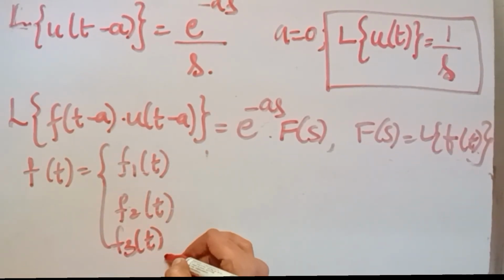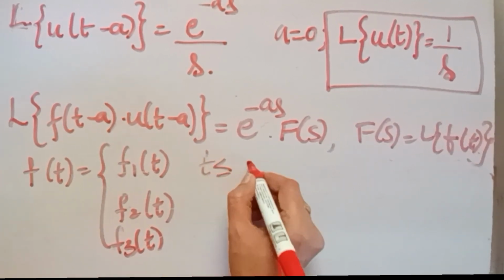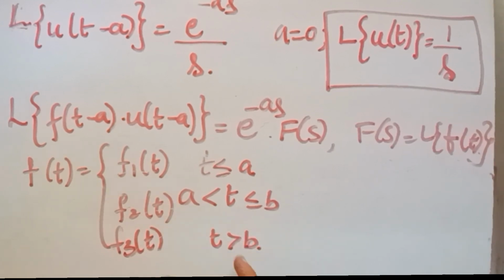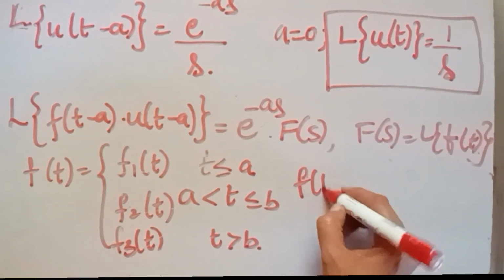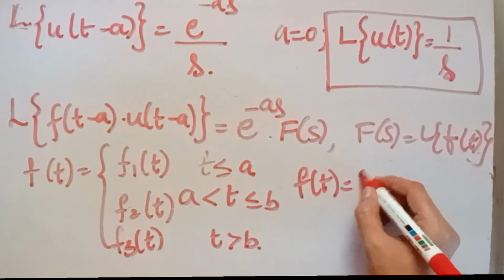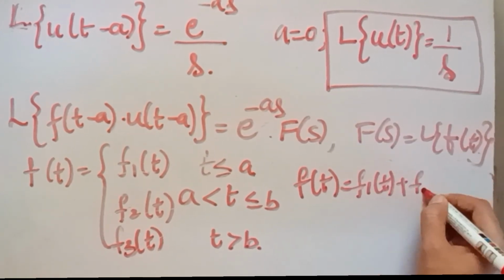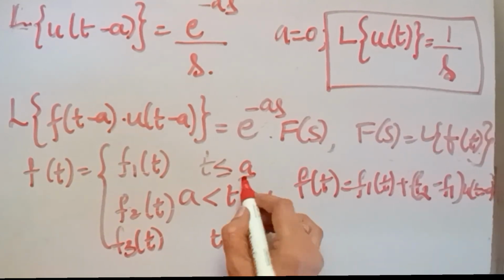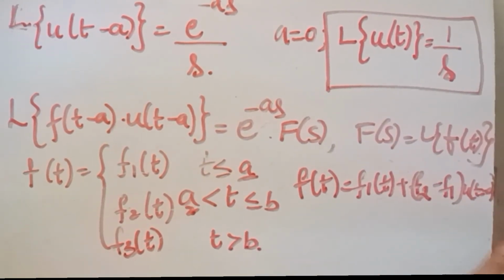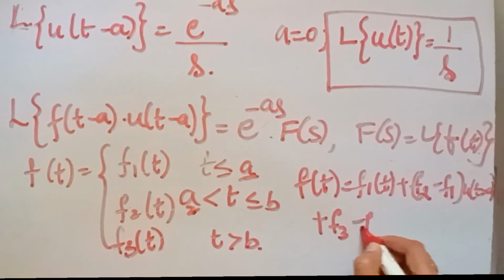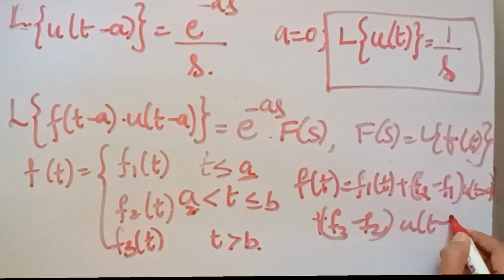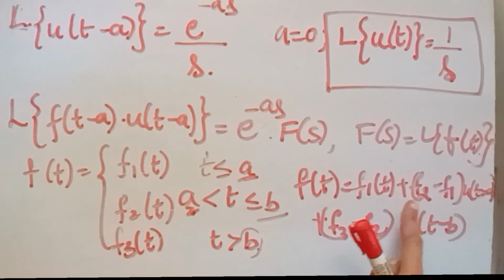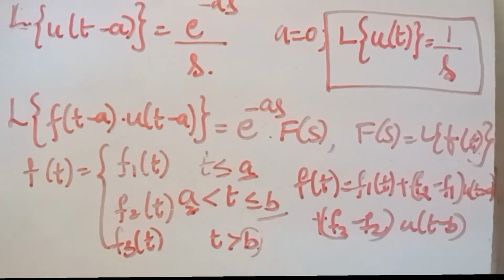Suppose you have three different values for the function, t less than or equal to a, t greater than a and less than or equal to b, and t greater than b. So in that case, to write the given function in terms of Heaviside function, it is f1 of t plus f2 minus f1 into u of t minus a, because the common point here is a, plus next f3 minus f2 into u of t minus b. Here common point is b. So you have to write f in terms of Heaviside function, then you can find its Laplace transform.